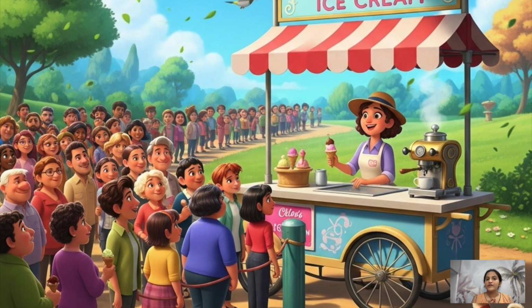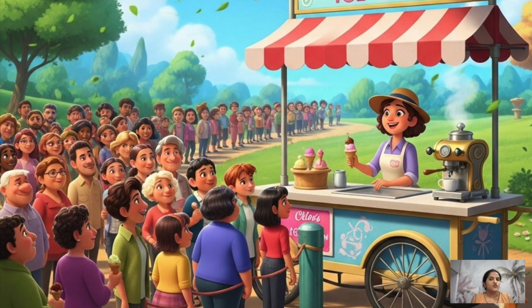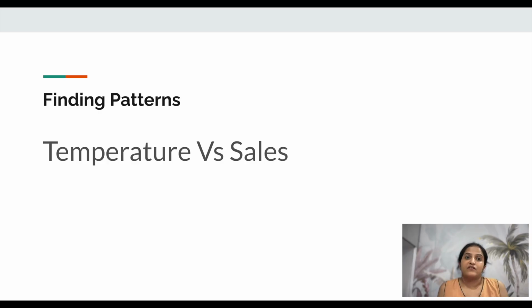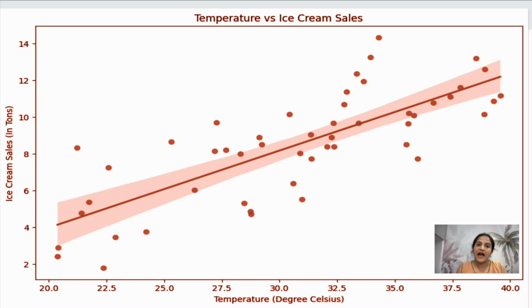Let's go back to Chloe's ice cream cart. Chloe is smart. She realizes that weather seems to affect her sales. She starts writing it down. She sees a simple pattern. The hotter the day, the more ice cream she sells. It's a relationship between two things, temperature and sales. Regression is all about teaching a machine exactly this, to find relationships and patterns in things we already know.